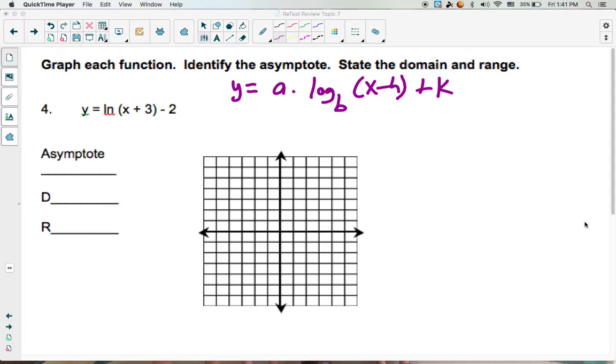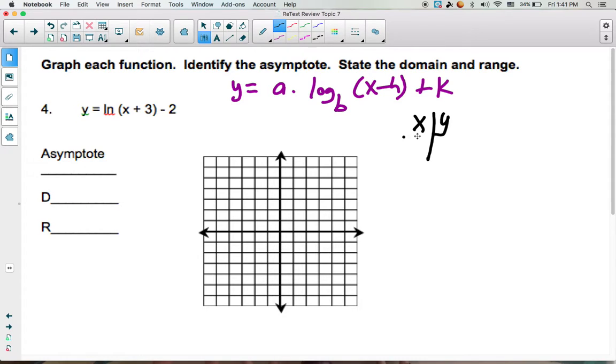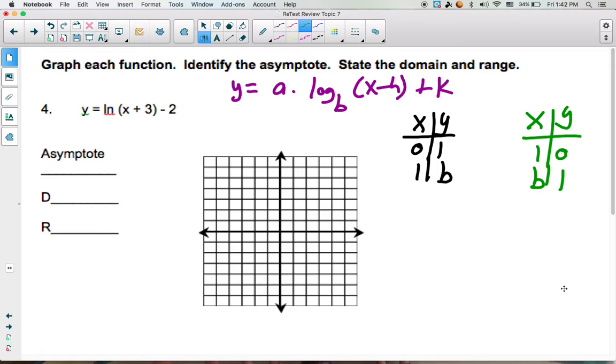Now, a logarithm is an inverse of an exponential function. When we graphed exponential functions, we used 2 points. We used the point (0, 1) and (1, b). So for a log, which is an inverse, we're going to switch the x and y. So we are going to use the points (1, 0) and (b, 1). Now your b is the base of your logarithm.